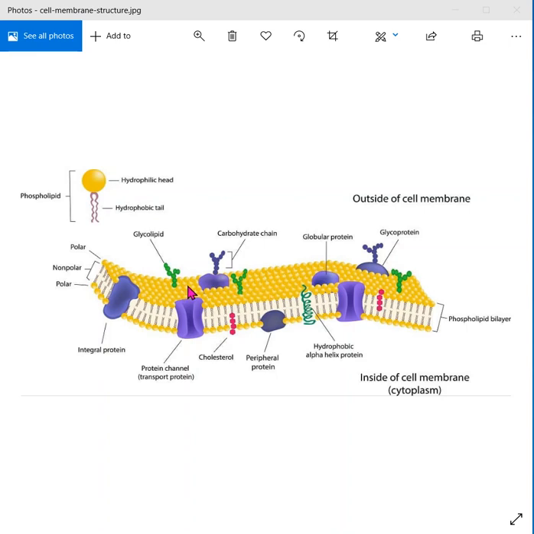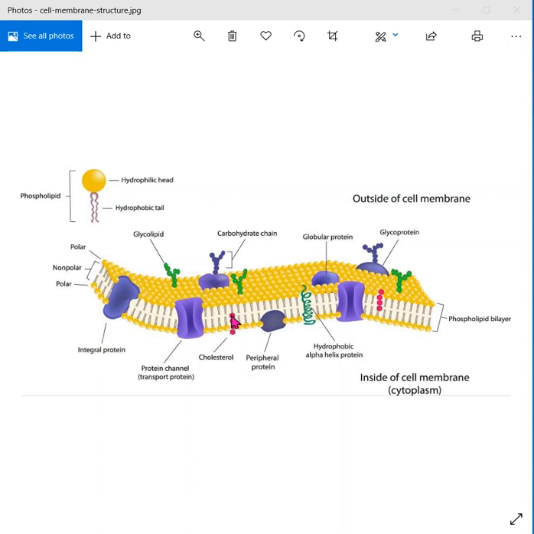So let's look at the other components in the cell membrane. You can see this purple colored molecule right here, which goes all the way through, extending from one side of the cell to the other. These types of proteins are called integral proteins because they go all the way through. And also it has a channel inside. You can see certain molecules can pass through. We call them protein channels or transport proteins. This is the kind of protein channel the water molecules use to pass in and out of the cell.